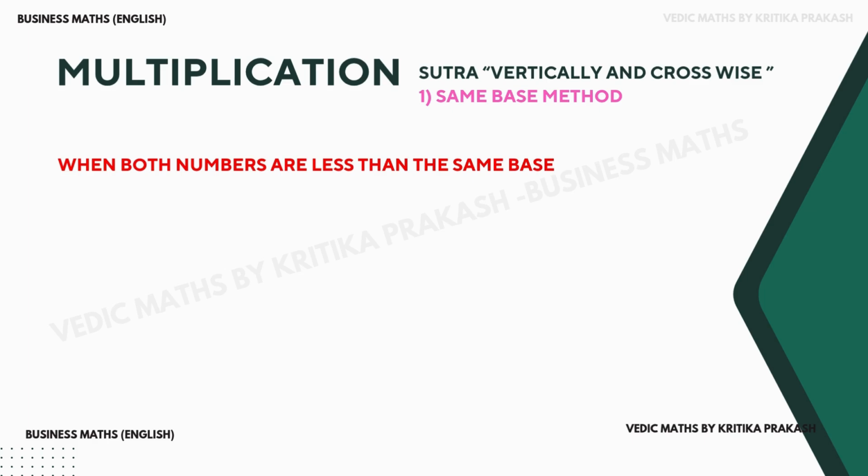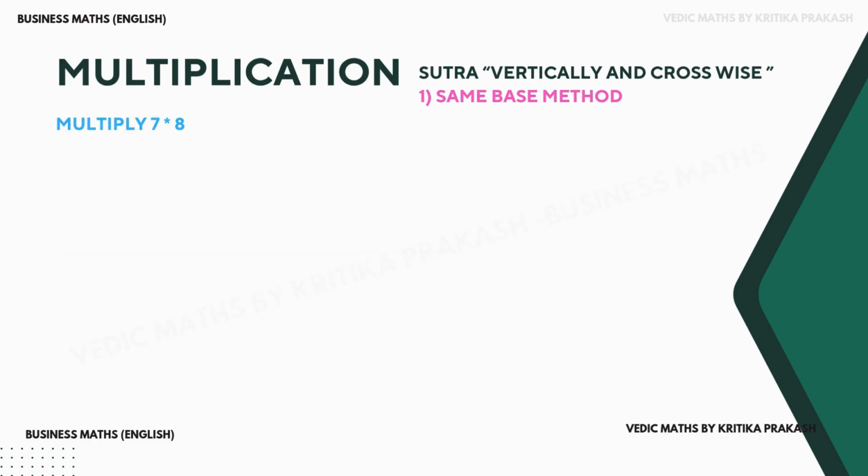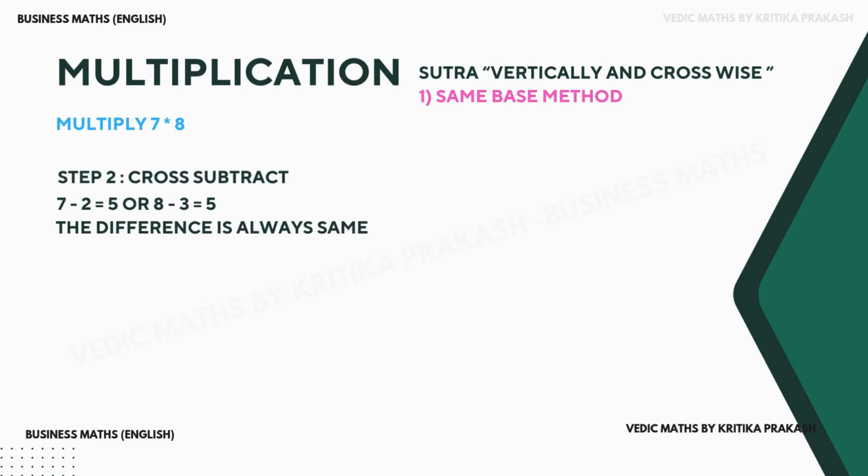Here we need to multiply 7 with 8. So considering the base value first, 7 is 3 below 10 and 8 is 2 below 10. Firstly we'll draw a chart like this, wherein on the left side we would be writing the number and on the right side we would be writing the deficiency, and then we would be cross marking both the values together. Next step is you need to cross subtract from each other. So you would be cross subtracting 7 minus 2, which would be 5, and 8 minus 3, which would be 5. Always remember the difference would be the same.